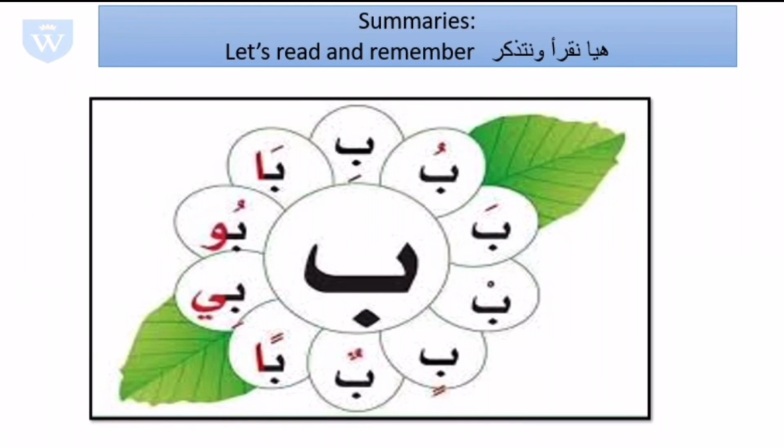Here is a summary of all the short and long sounds in Arabic. I'm going to use the same letter, which is ba, and read it with the short vowels, the long vowels, and التنوين. We'll start with the short vowels: bi, bu, ba, b. Then I will read it with التنوين: bin, bun, ban. And the last one is long vowels: bi, bu, and ba.